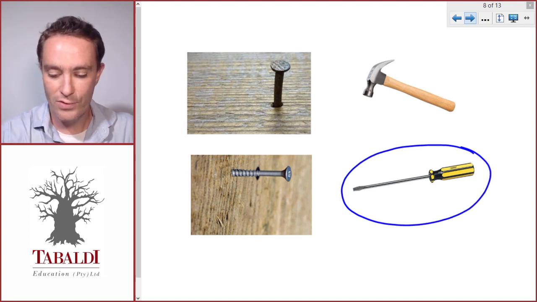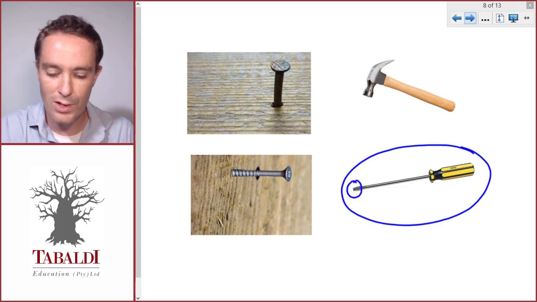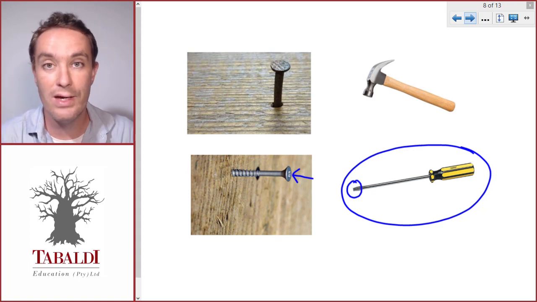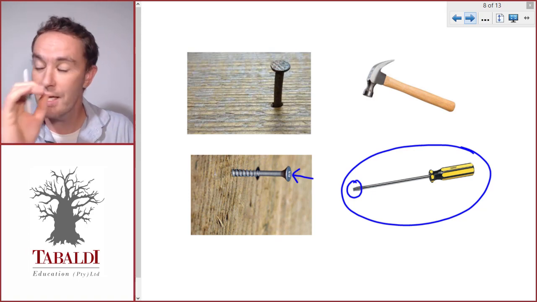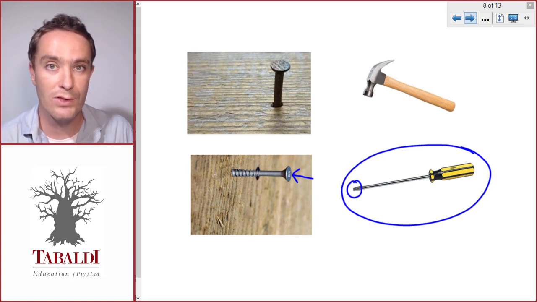But even if you use this screwdriver pictured here, you'll see it's got a flat head at the bottom, so you won't be able to get it into the star-shaped hole in the screw. And you wouldn't have known this. So if you just memorized if screw, then screwdriver, you wouldn't have been able to solve this problem.